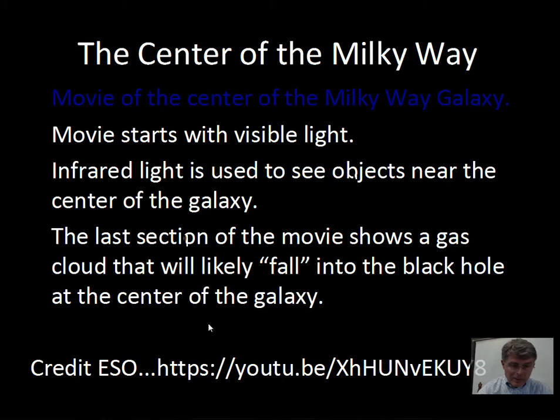I'm not going to play it here, but it's made by the European Southern Observatory, and it gives a nice zooming in, first in visible light, and then the dust becomes too thick for visible light to penetrate. Then infrared light is used to see closer to the center of the Milky Way galaxy. And then in the last segment of the video, there's a gas cloud that is seen to be falling towards a black hole at the center of the Milky Way galaxy. So it's not falling directly in, but it's headed that way. So it's an interesting video. I'll let you look at that on your own.